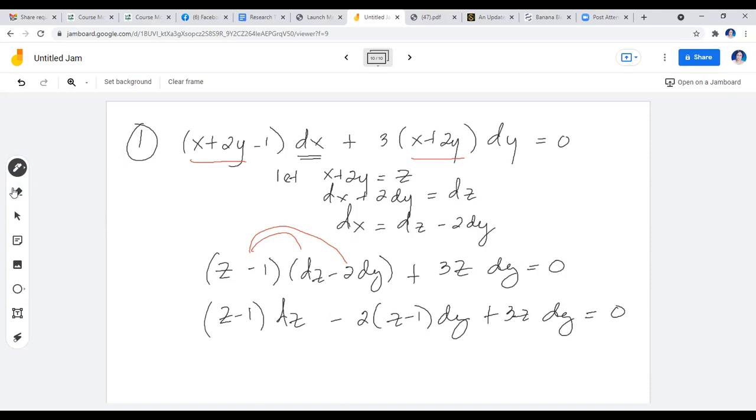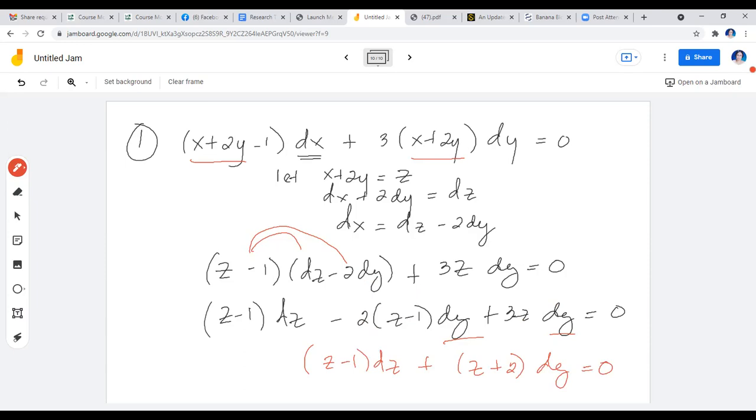Now, in my expansion, I am seeing two terms that have the same differential dy. So I'll group these two terms into one. I need to combine the negative 2z plus 3z. Okay, so I'll do that. So I have the z minus 1 dz. And if this is a minus 2z plus 3z, that would be a z. And this is minus 2 times negative 1, that would be plus 2. Then it's multiplied to dy.